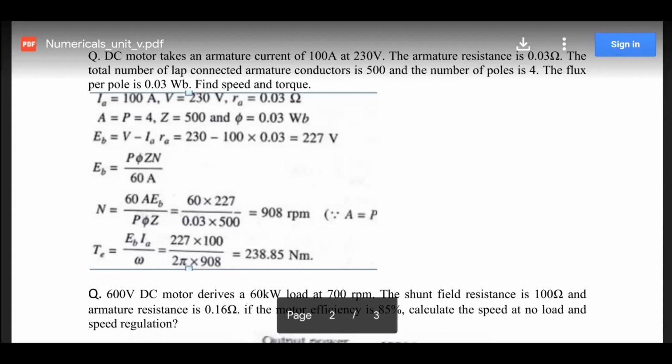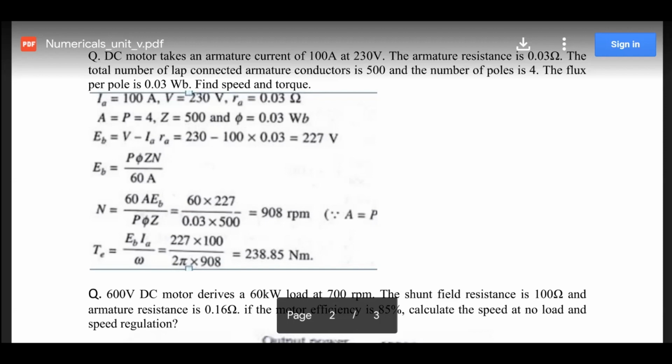So the number of lap connected armature conductors is 500. So it is a lap winding, okay. And the number of poles is 4 pole. The flux per pole is also given as 0.03. We have to calculate the speed and torque.